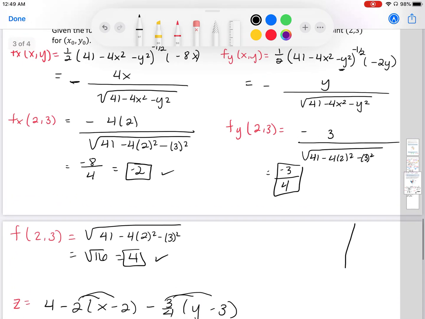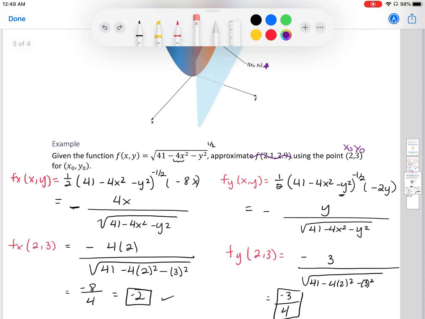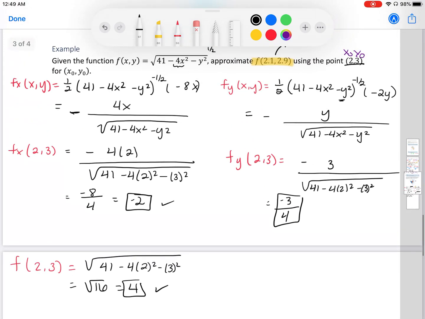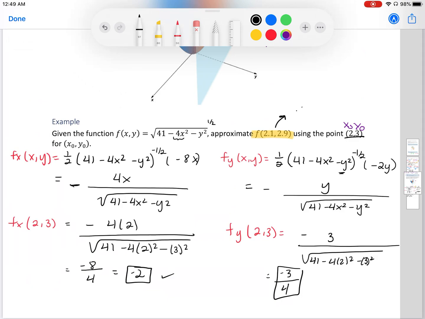Now, for the sake of not making this video too lengthy, I will not do the linear approximation or the tangent equation of that point using 2.1 and 2.9. But the error between these two points is very small. It's less than 1%. There is a 0.2% or 0.02% error. So this is pretty valid. It's pretty safe.